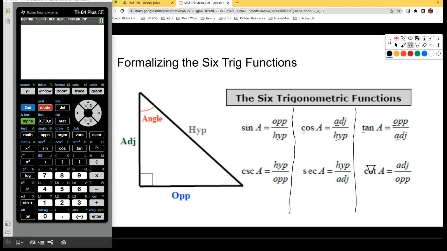So they're just helper functions. Again, we could function just fine without these cosecant, secant, and cotangent as special functions, just going 1 over tangent, 1 over cosine, and 1 over sine. And in fact, that's kind of what your calculator will generally make you do. But we also have them here just as an easier way to reference things. Okay, so it's formalized.